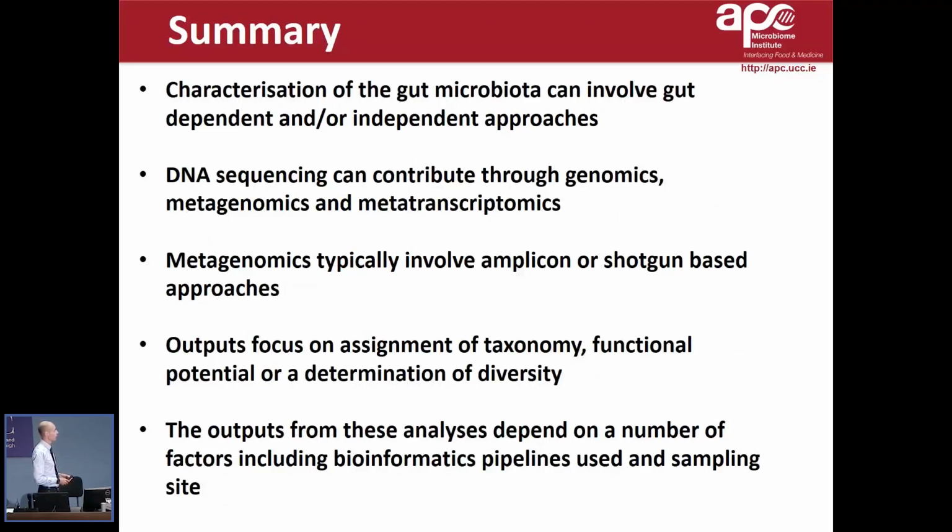I'm conscious of not lingering too long, so I'm going to leave it at that. By way of summary, I'm hoping that I got across the following points. Characterization of the gut microbiota can involve culture-dependent approaches as well as culture-independent approaches. When you're employing DNA sequencing, that can be done in a variety of different ways through genomics, metagenomics, or metatranscriptomics. A lot of people are doing metagenomics, and that involves amplicon sequencing and increasingly shotgun-based approaches. Which you use depends, to some extent, on your budget, but also on what questions you want answered. Outputs typically focus on the assignment of taxonomy, functional potential, or determination of diversity.